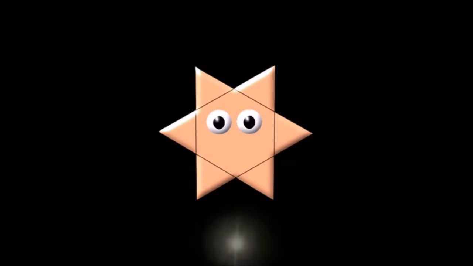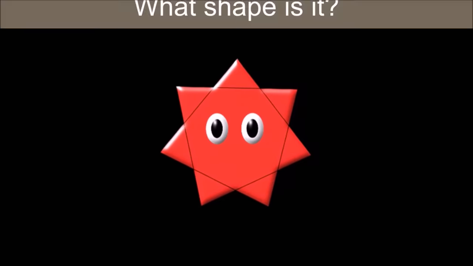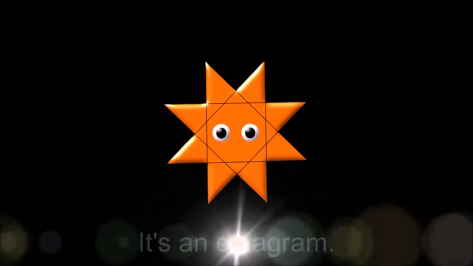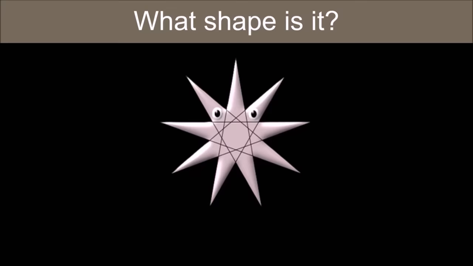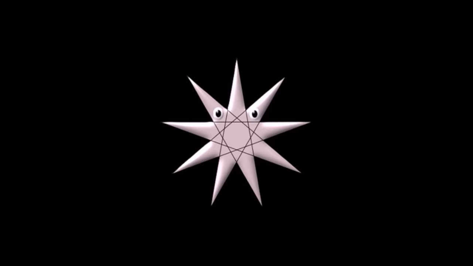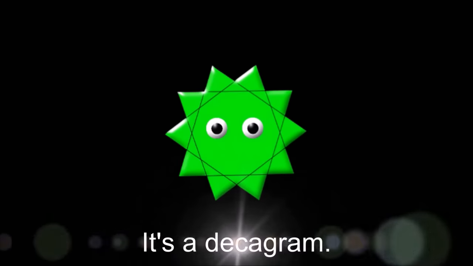What shape is it? It's a hexagram. What shape is it? It's a heptagram. What shape is it? It's an octagram. What shape is it? It's an enneagram. What shape is it? It's a decagram.